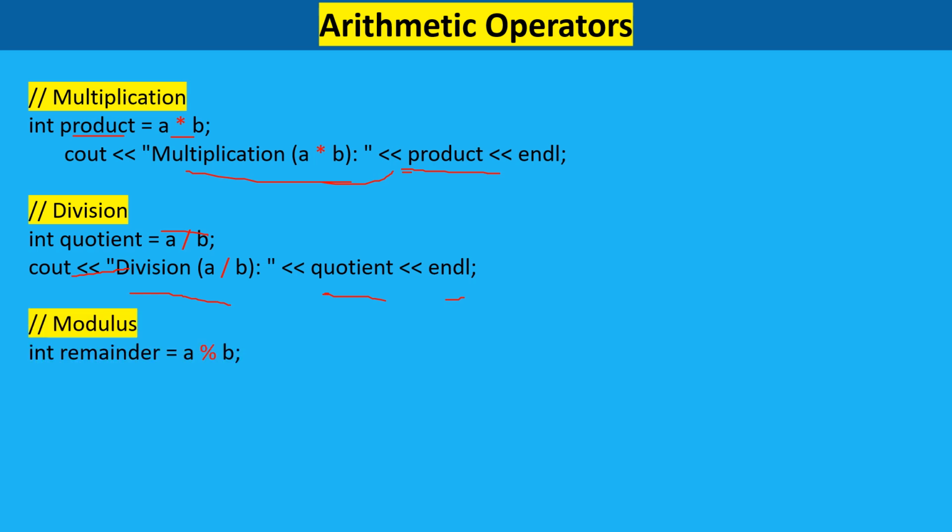Modulus. Find the remainder of a divided by b using the modulus operator, this one, and the result is stored in the remainder. And then modulus a and b stores the remainder, and print the label modulus a modulus b followed by the value of remainder. The end of the program indicates successful termination of the program.